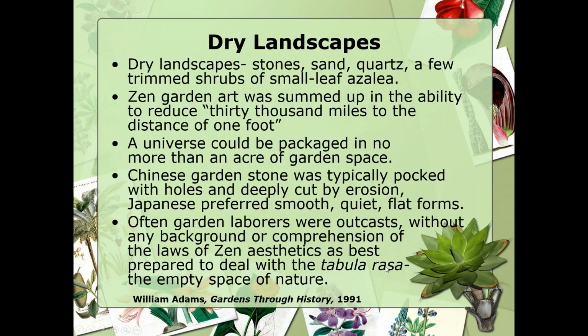So there were also dry landscapes which had sown sand, quartz, and a few trimmed shrubs and small leaf azaleas. The Zen garden art was summed up in the ability to reduce 30,000 miles to the distance of 1 foot. A universe could be packaged into no more than an acre of garden space. The Chinese garden stone was typically pocked with holes and deeply cut by erosion. Japanese preferred smooth, quiet flat forms, and often garden laborers were outcasts without any background or comprehension of the laws of Zen aesthetics, best prepared to deal with the tabula rasa, the empty space of nature.